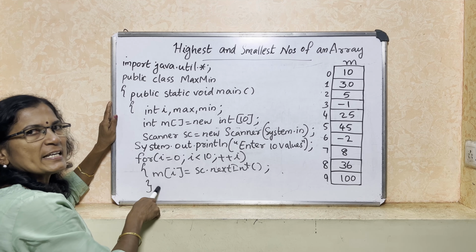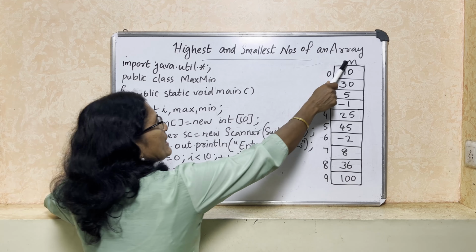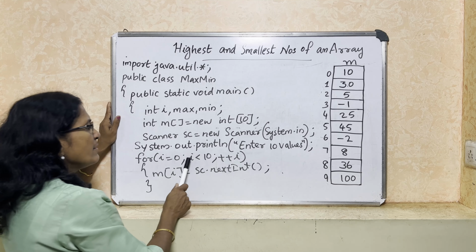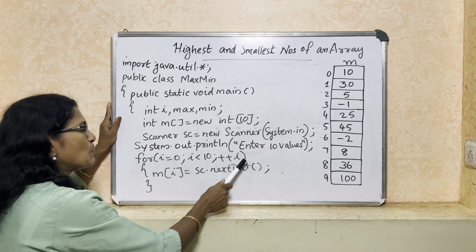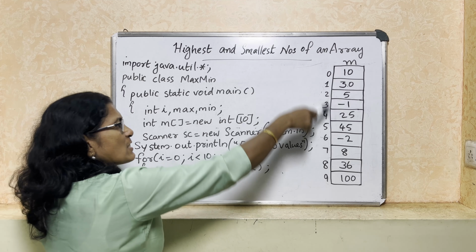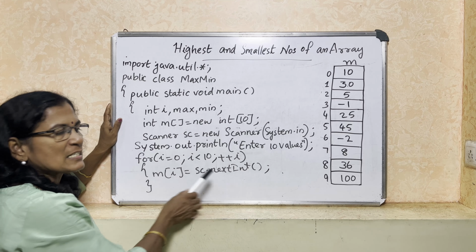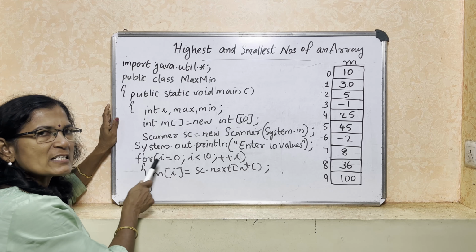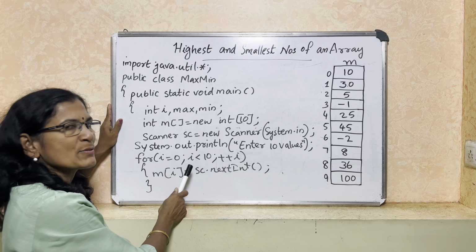For loop is used here to enter the values into the array. For I is equal to 0, starting index of the array is 0. The last index of the array is 9. So I is less than 10. Value of I is incremented by 1, I plus plus. To assign values to the storage locations of the array, M of I is equal to sc.nextInt. NextInt method of the scanner class object is used. When the loop completes all its iterations, the array will be filled with 10 integer values.